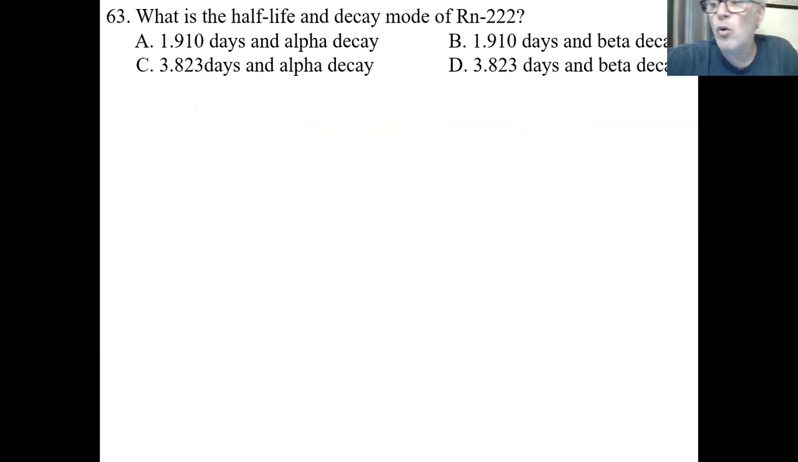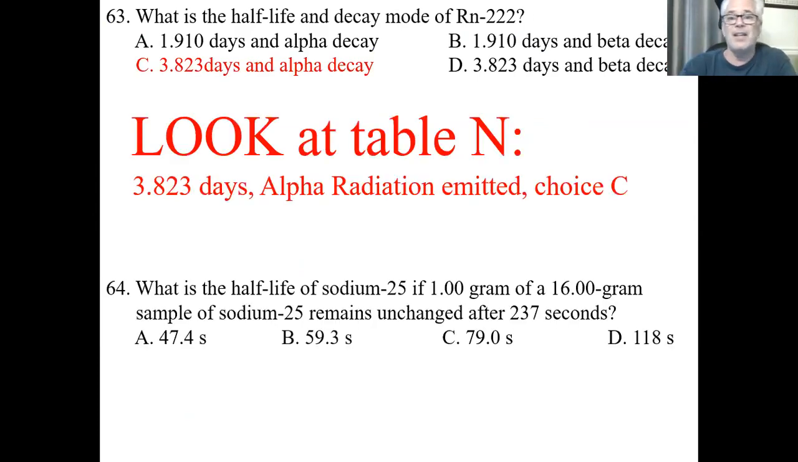There's another old Regents problem. What is the half-life and the decay mode of radon-222? How could you possibly know? You couldn't know this. You have to look it up and put your finger in the box. Radon-222 undergoes alpha decay, and the half-life is 3.823 days. So we need alpha decay and 3.823 days. How could this be a problem? It's got to be C. That's the answer.